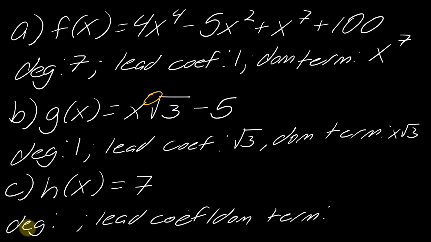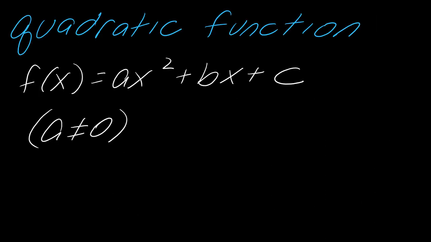And then finally, what about just having a number? A plain old number is also considered to be a polynomial. When you talk about the degree, it is considered to be a degree 0 polynomial, where both the leading coefficient and the dominating term will just be the same thing. Now, a quadratic is a certain type of polynomial. Quadratics refer to polynomials that are always degree 2. We just know this.